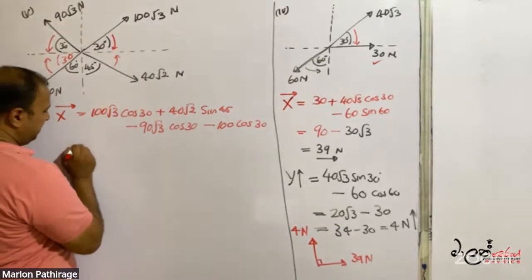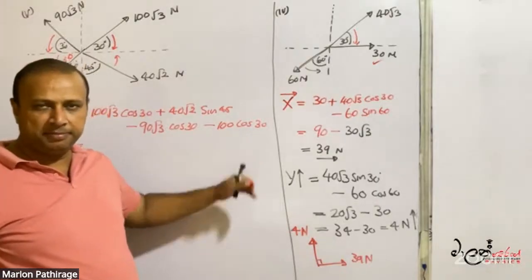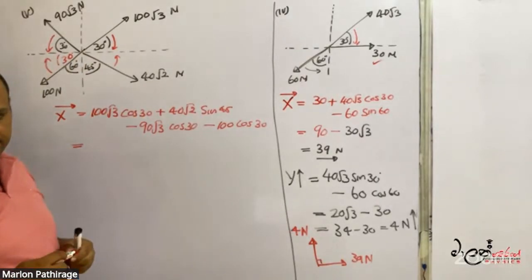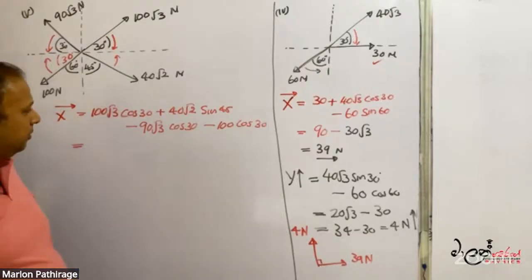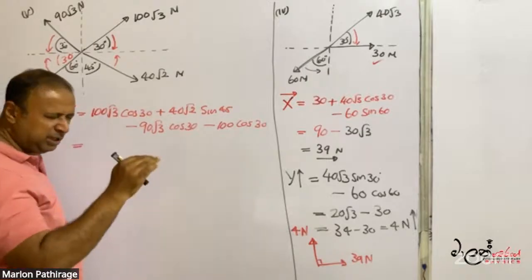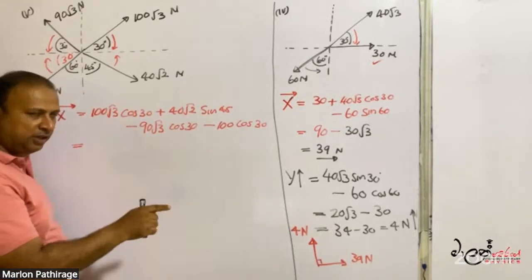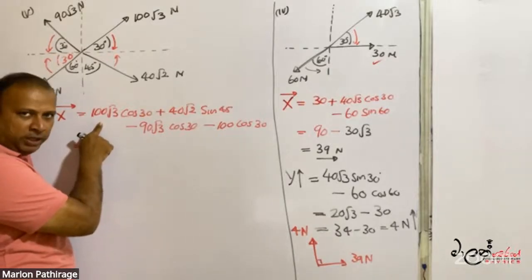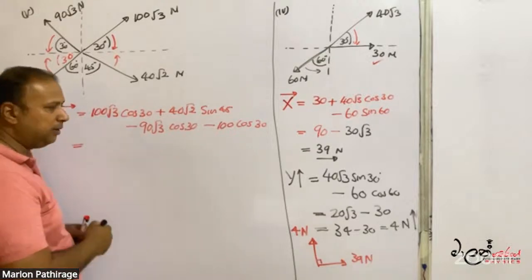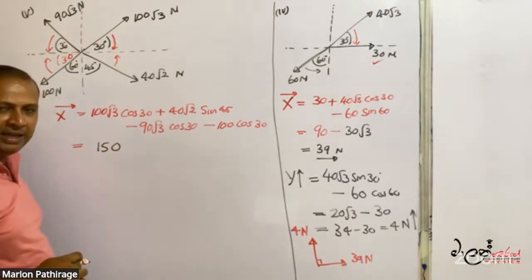One simplification. If you got this one, please raise your hand. 100 root 3 cos 30. Cos 30 means root 3 over 2. If you divide this by 2, you get 50. 50 into 3 means 150.